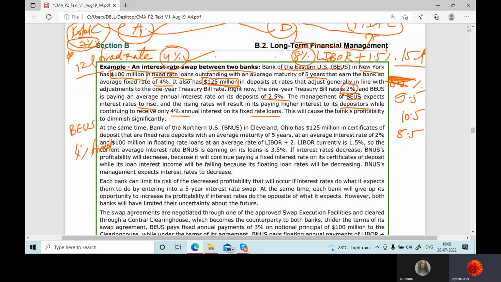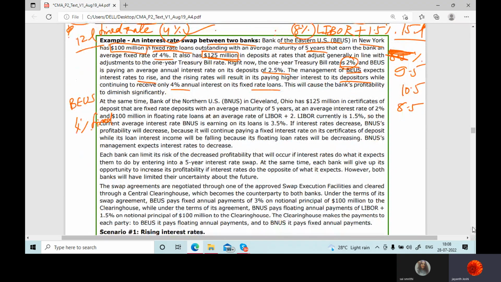Now for a bank, if their interest income is fixed and their cost is increasing, that's worrisome for them. Now another bank's profile. At the same time, Bank of Northern US, BNUS in Cleveland, Ohio, has $125 million in certificates of deposit. So this is their investment, fixed rate deposits with a maturity of 5 years, at an average interest rate of 2%, and $100 million in floating rate loans at an average of LIBOR plus 2.